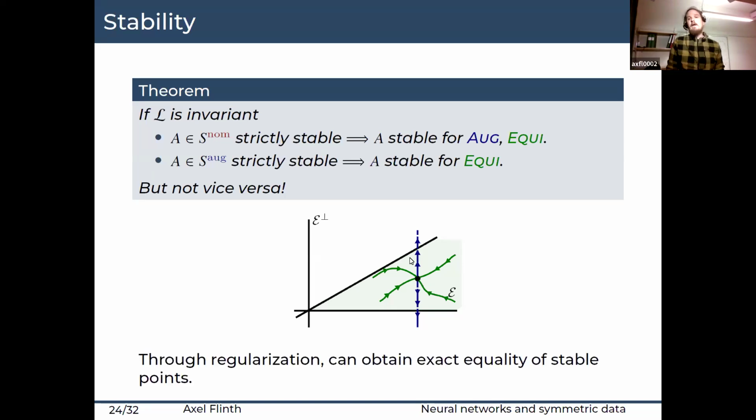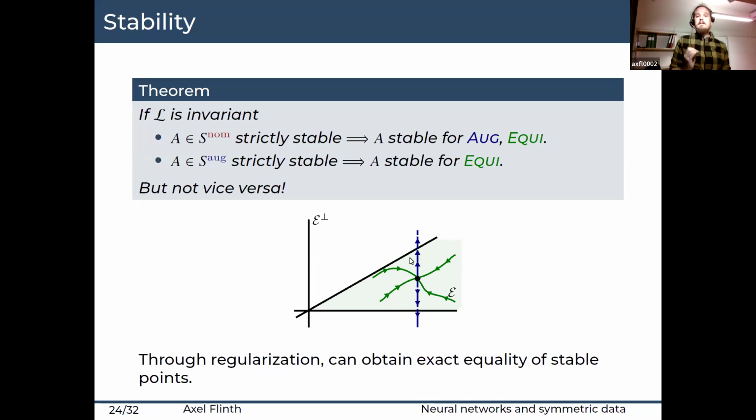One can solve this by regularizing. If we put some regularization on the augmented weights, a penalization term that makes it not go too far away from E, we can actually get equality of these sets. And in particular, if we look at a strong weight decay, we would end up in a situation where the equivariant and augmented flows have the exact same stationary and stable points on E.